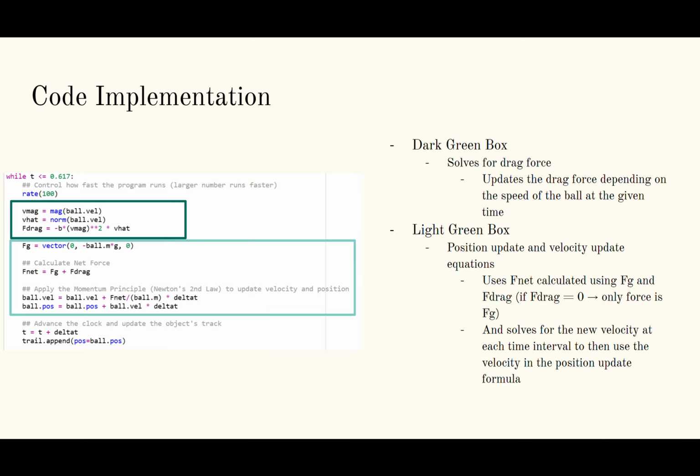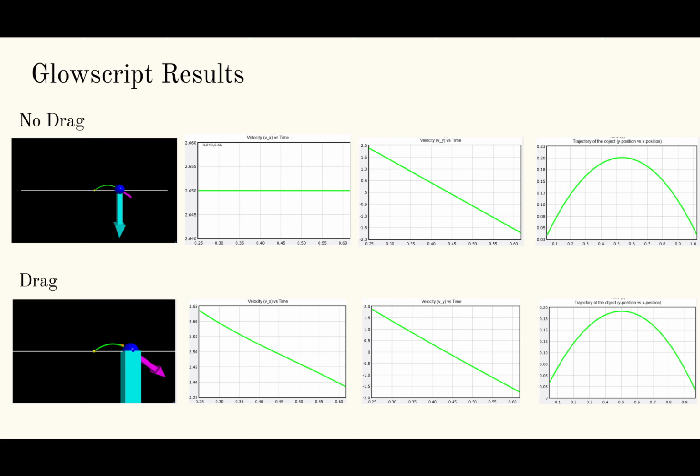The dark green box solves for the drag force. This updates the drag force depending on the speed of the ball at the given time. The light green box shows our position update and velocity update equations. We used F net calculated using Fg and F drag, and if drag was equal to 0, the only force acting on it was Fg. We then solve for the new velocity at each time interval to then use that velocity in the position update formula.